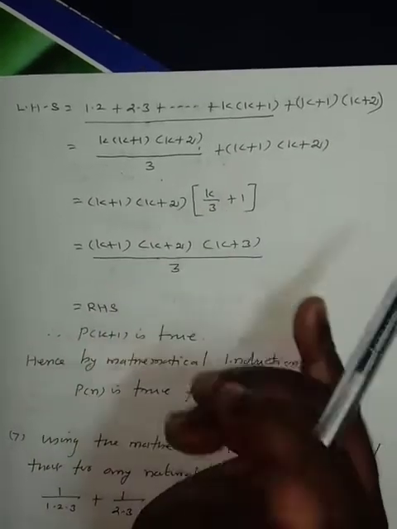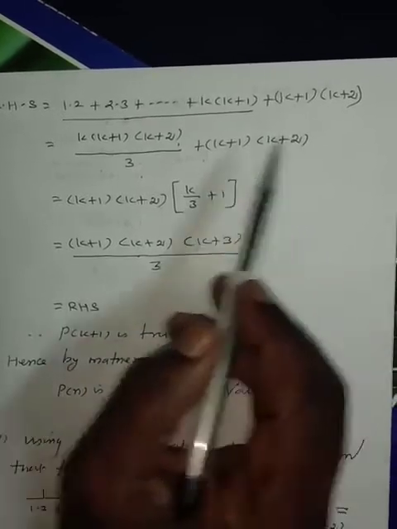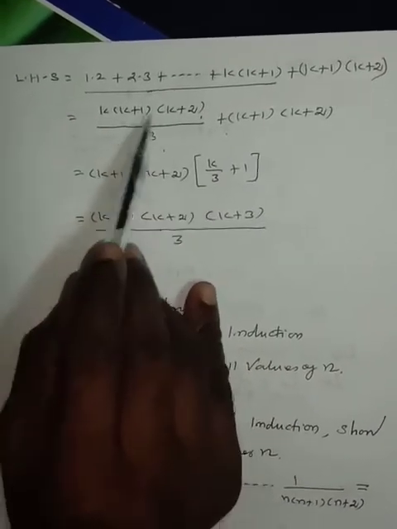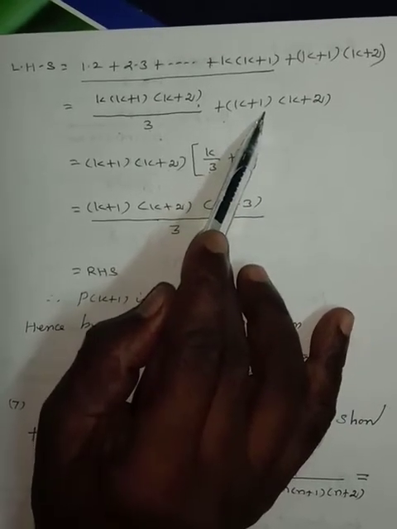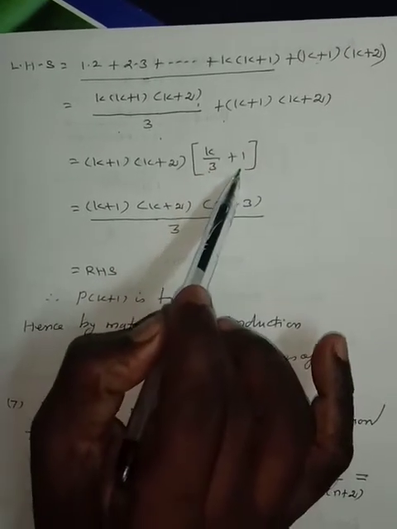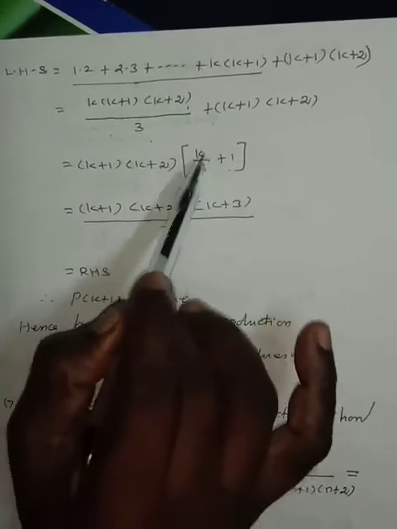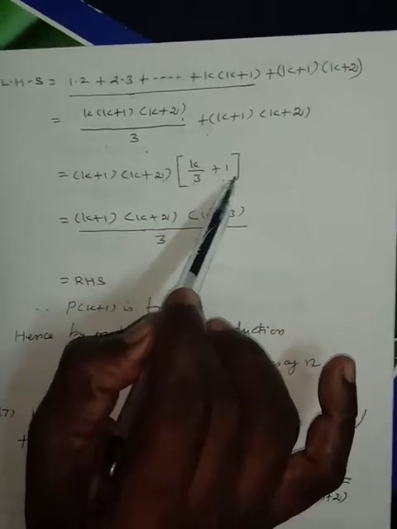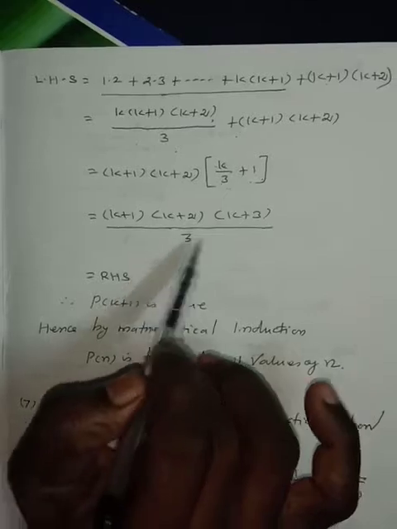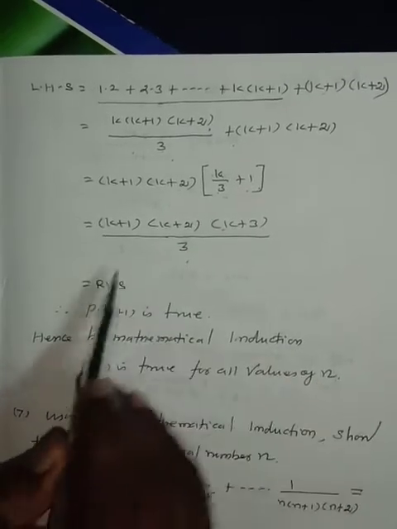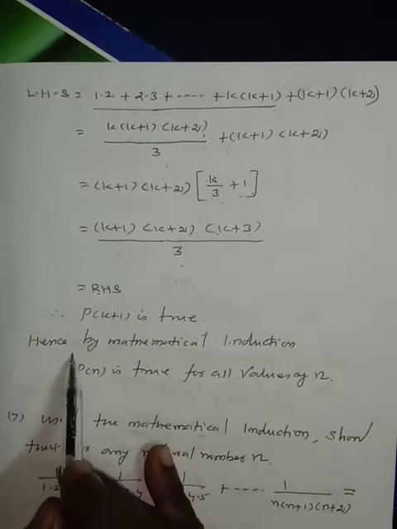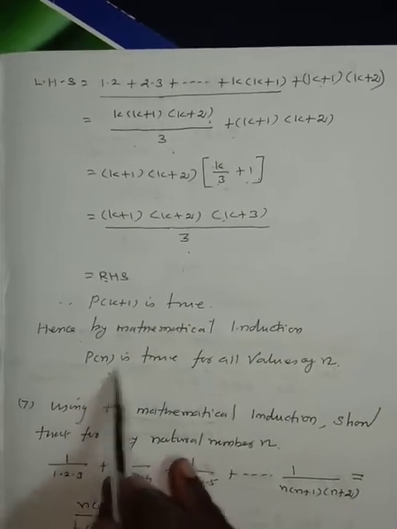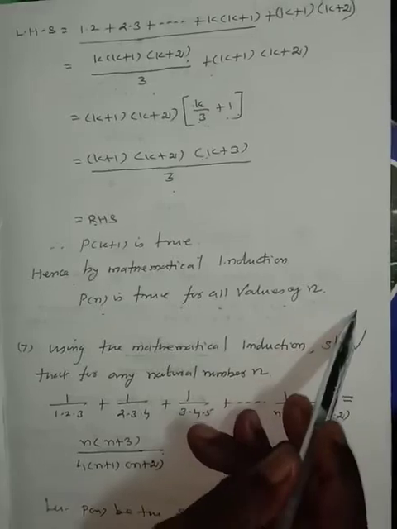Take LCM. First, common numerator (k+1) into (k+2), remaining part k by 3. Second term (k+1)(k+2) is common, therefore 1. Take LCM. k by 3 plus 1 means (k+3) divided by 3. This is RHS. So P(k+1) is true. Hence by mathematical induction P(n) is true for all values of n.